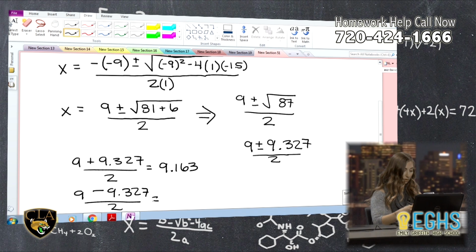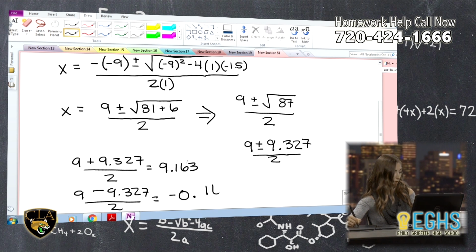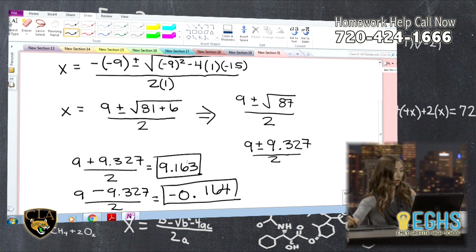And then I also have to do 9 minus 9.327 divided by 2. I want to get an accurate answer here. Square root of 87, and then divided by 2. So then we get negative 0.164. So these are two solutions. There will be two other solutions as well.